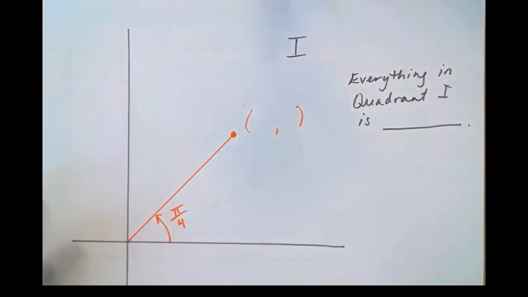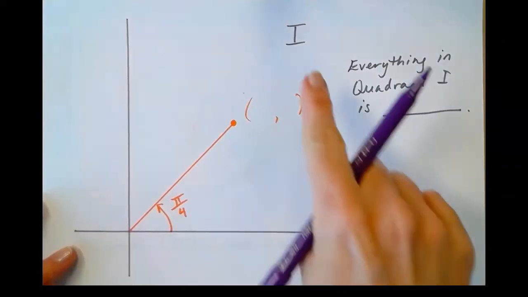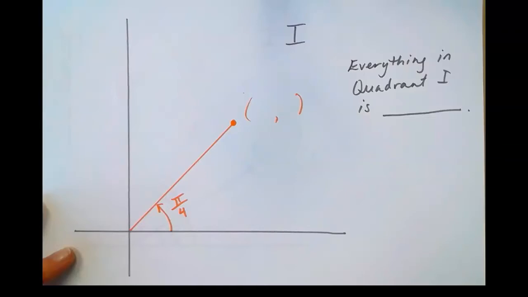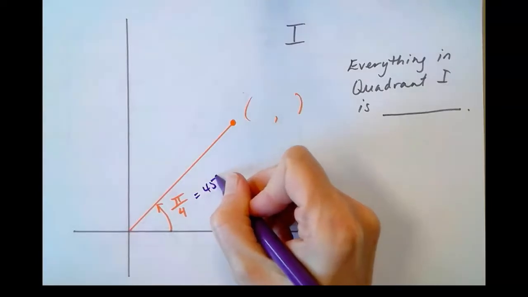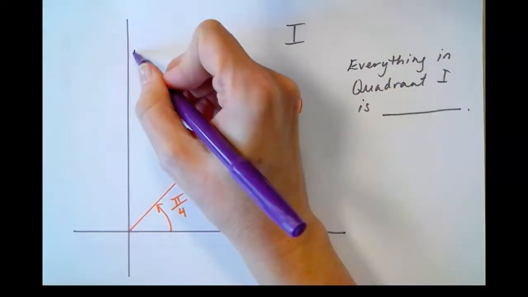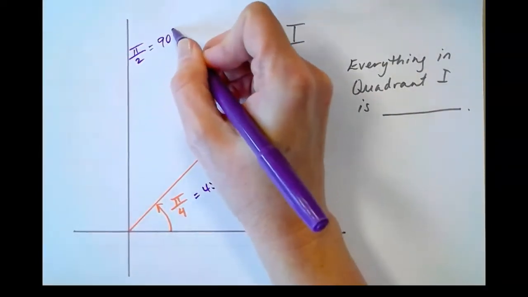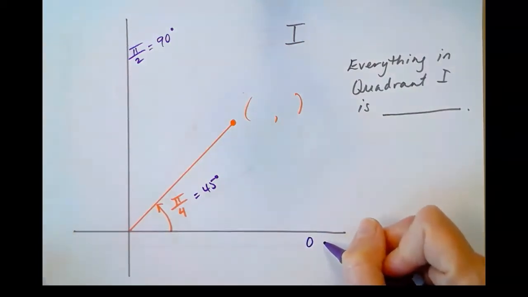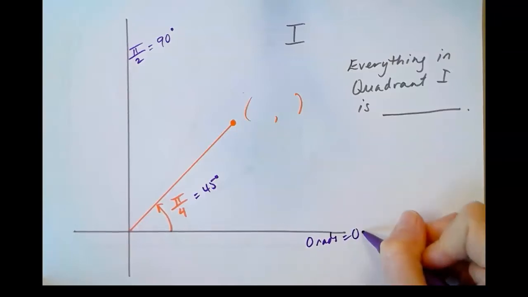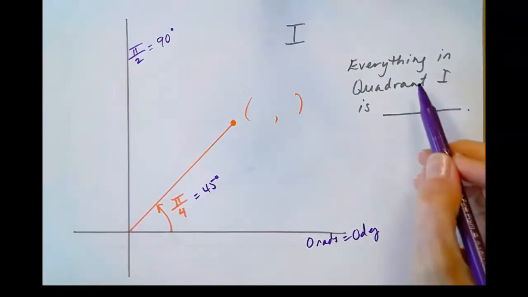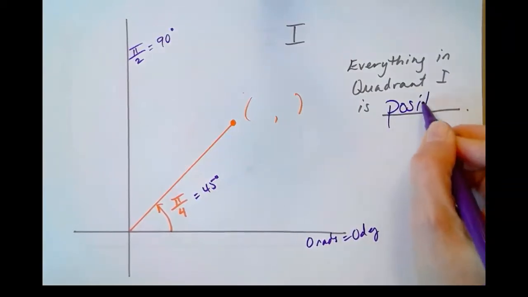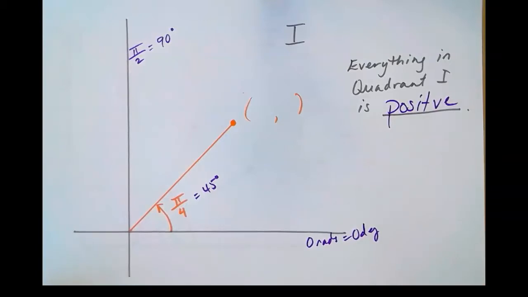So diving into quadrant 1. So here's quadrant 1, and right in quadrant 1 I have drawn a pi over 4 rotation. Of course, pi over 4 is equivalent to 45 degrees. If we went all the way to the top, that of course would be pi over 2, which is 90 degrees. So we're just halfway there. And of course here is 0 radians, which is the same as 0 degrees. Just to keep in mind that everything in quadrant 1 is, of course, positive. The x values are positive, the y values are positive.